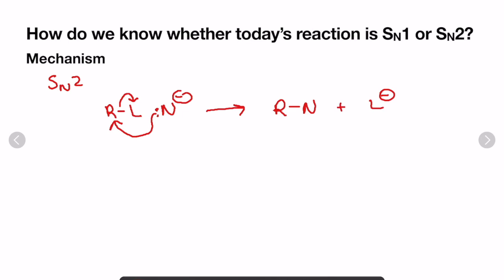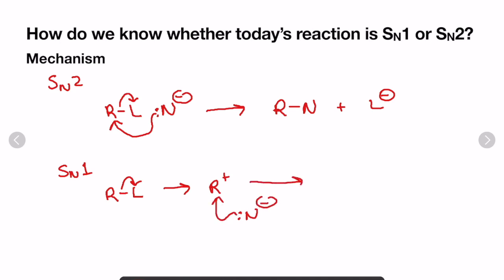Okay, SN1. The 1 reminds us that there is a single compound in the rate determining step. It has 2 steps. In the first step, the leaving group leaves to give a carbocation, and then the nucleophile attacks the carbocation in the second step. The first step is the rate determining step.